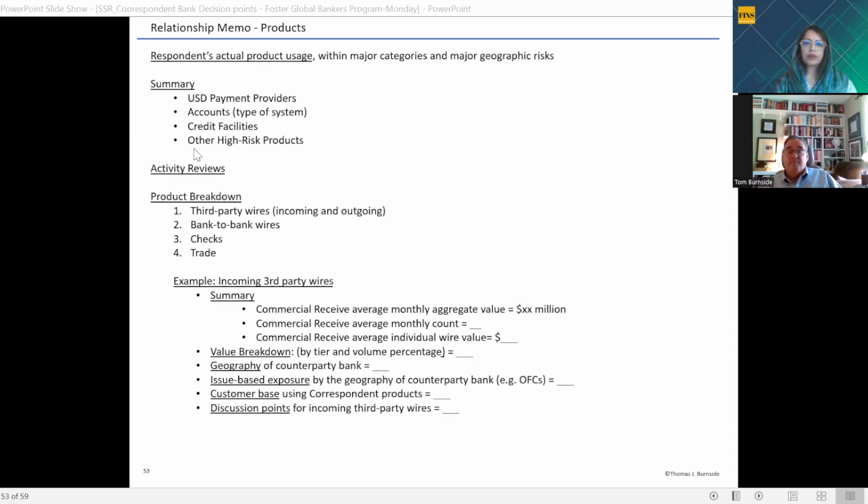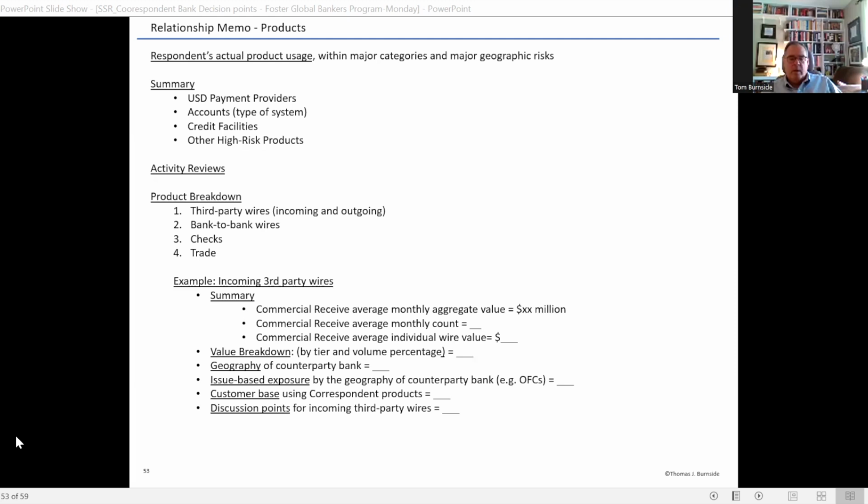Okay, so here we have the respondent's actual product usage. Yeah, so the products was actually one of my favorite sections, and it wouldn't be unusual for me to skip to the product section and then go back and read the memo from the start. Because I come from an area of activity, and so it really helps me orient myself when I'm seeing the product stuff.